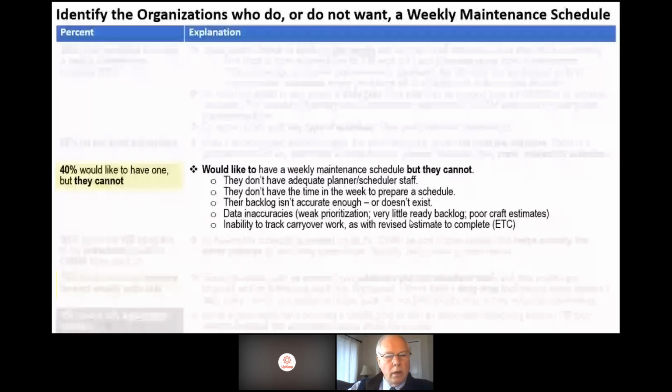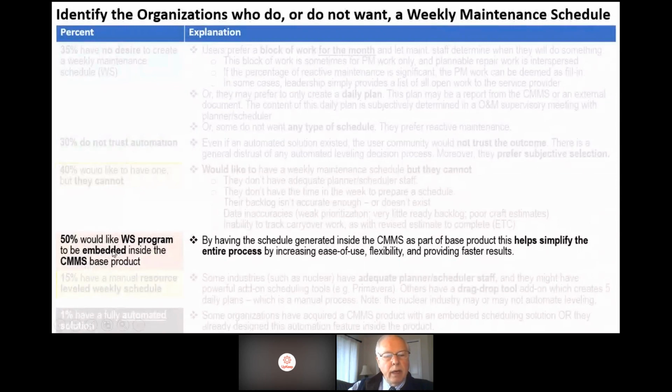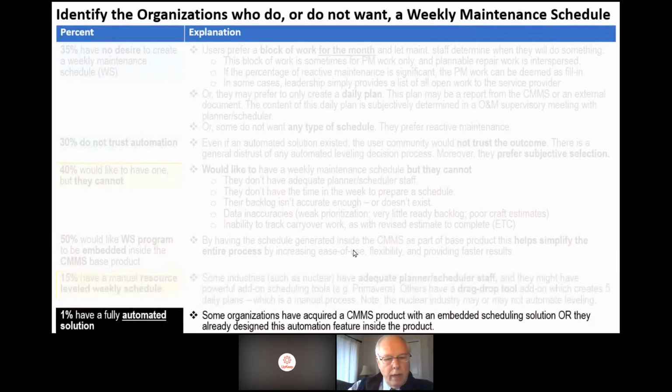Isn't that a worry? 50% would like a weekly scheduled program to be embedded, not an add-on, but embedded inside the base product. Yep, it helps simplify the whole process. 15% have a manual resource leveled weekly schedule. Okay. And 1% have that automated solution.